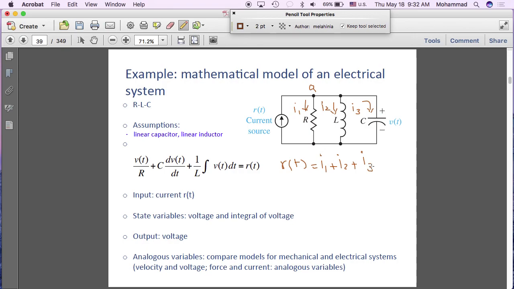Now, what is I1? It's the current passing through the resistor. But what is that current? What is the relationship that we can write between that current and the voltage across? What can we write? I1 is equal to V over R, where V is the voltage that we read across those two terminals. How about I2? What do we know about I2?